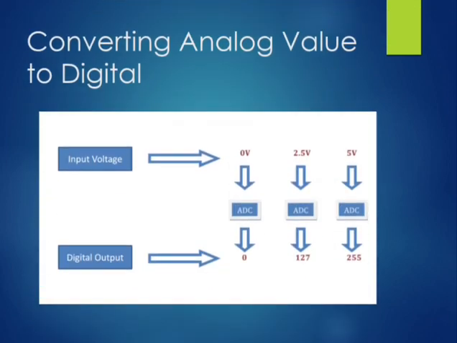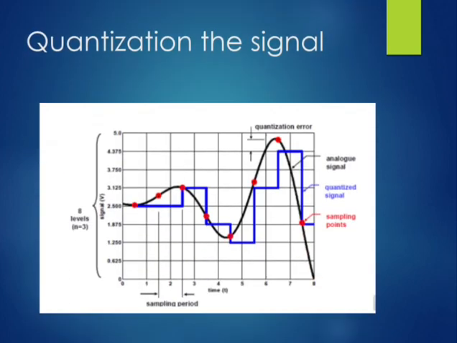Converting analog to digital. This is the representation of the conversion of analog value to digital value. Quantization of the signal. The graphical representation is the quantization of the signal. The quantized signal is represented by the blue color line, and the analog signal is represented by the black color line. The sample points are represented as dots in red color.